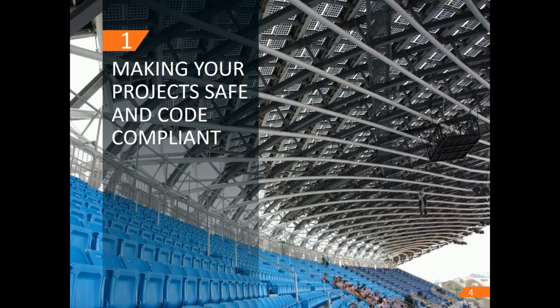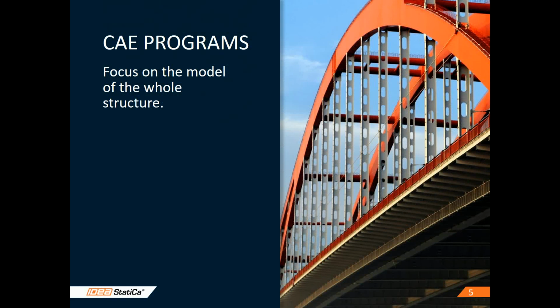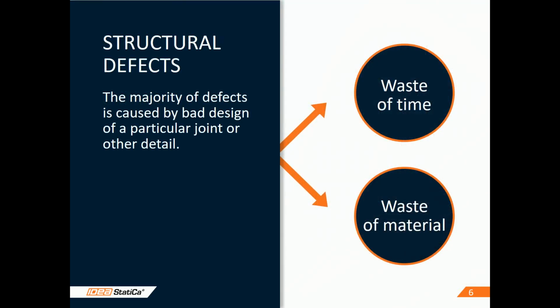We all want to build safe structures. Let's have a look at what it means today. You all use one of the CAE or Finite Element Analysis programs, SAP 2000 and STAAD.Pro. These are great tools to model the structure as a whole, but the majority of structural defects in steel structures are related to details, the connections, and calculation capabilities of CAE programs for their design are limited.